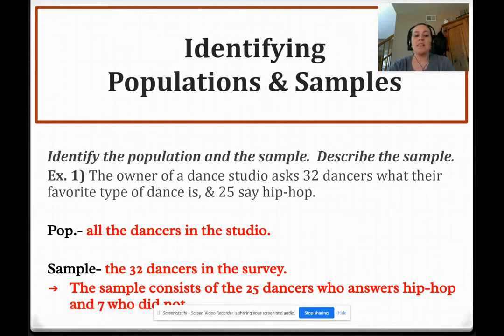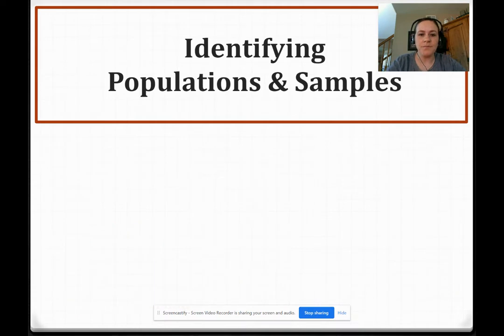Okay, so notice my sample is who I actually got information from. My population is, kind of, the big picture I'm trying to learn about. You'll notice that the word all is oftentimes a part of describing a population.